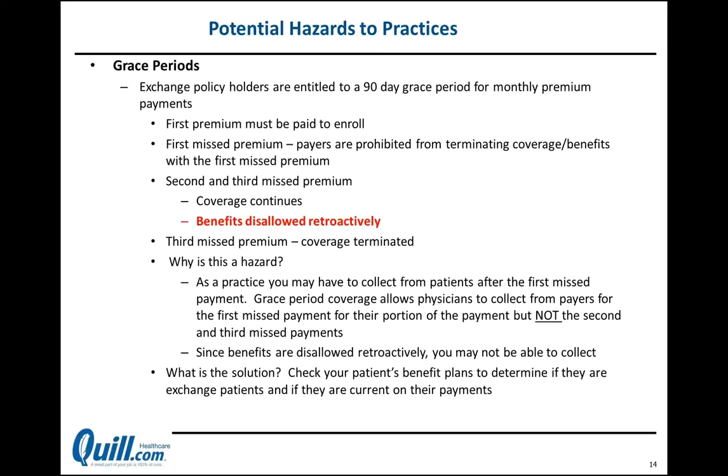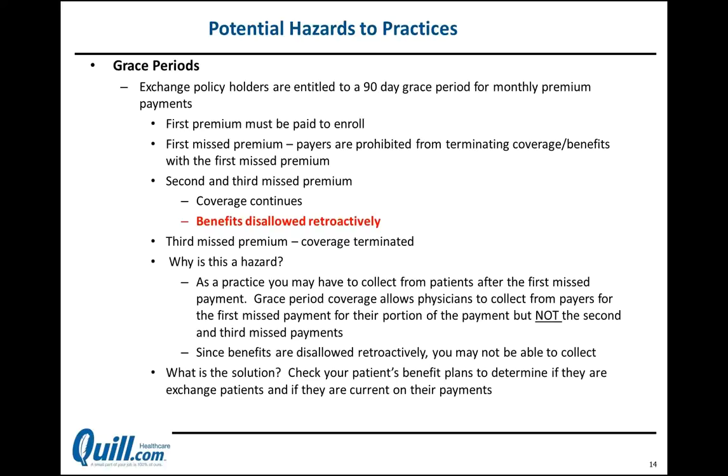And the payers, by design, are prohibited from terminating coverage and benefits with the first missed premium. So even though the patient is not paying the first missed premium, you can still get reimbursement from the payer for the first one, but that's not true on the second and third missed premium payments. At that point, you're stuck having to collect from the beneficiary, who is now your patient, who is delinquent on the second and third payments.